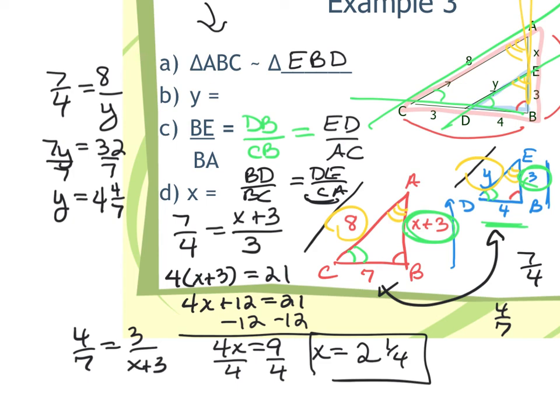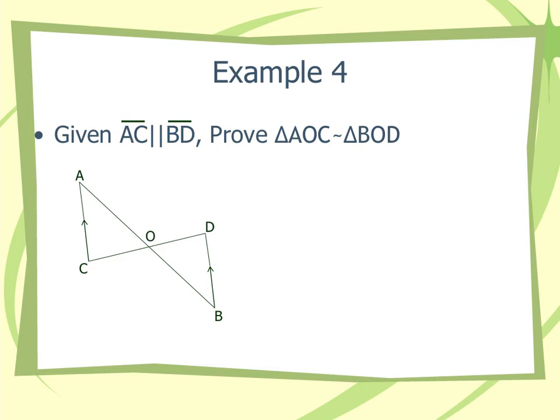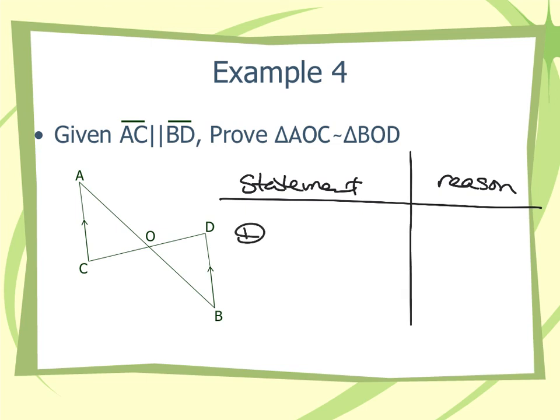Everybody good on example 3? Let's try example 4. Here's our proof. Let's set it up. A statement column and a reason column. So my first statement is my given. And my picture is already labeled with the given. Now remember, our only shortcut we've learned for proving triangles congruent is angle, angle. So I need to come up with 2 angle pairs that are congruent in my figure.